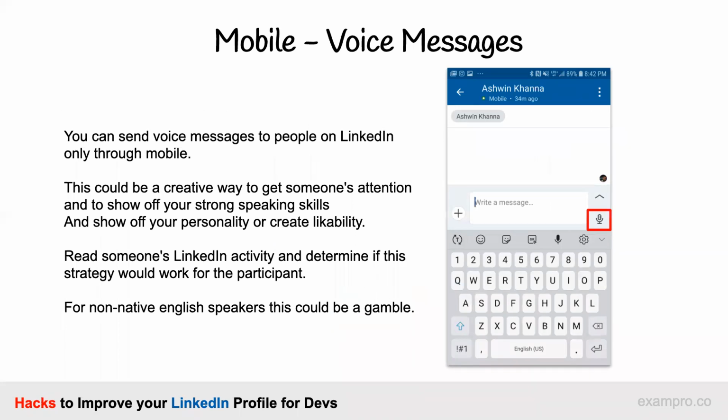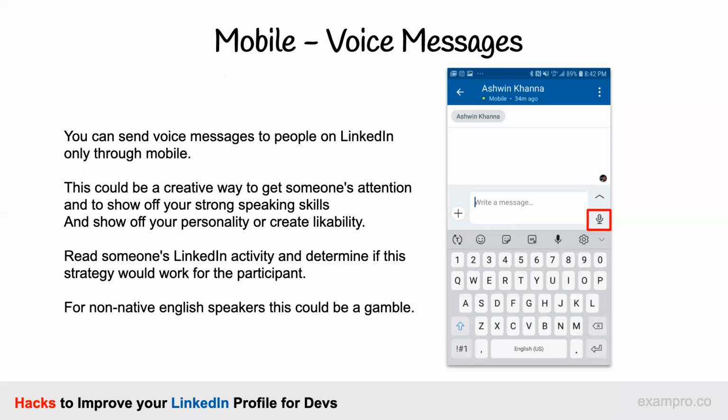Another interesting feature in mobile is voice messages. Has anyone ever used this before? You can send someone a voice recording, and this is a bit of a gamble because some people might not enjoy this experience. But if you investigate that person's feed and see if they're a cool dude or gal, they might appreciate the creativity of you sending a voice message. It also gives you an opportunity to show off your speaking skills or your personality.